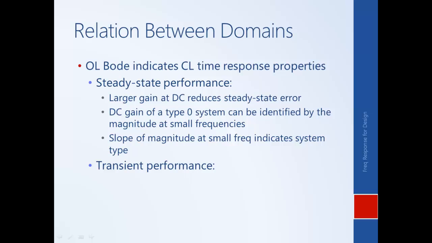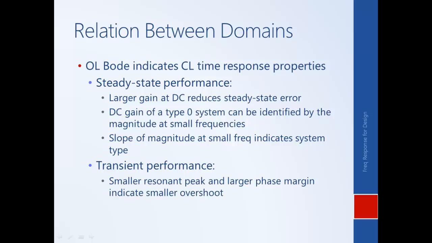In terms of transient performance, a smaller resonant peak and a larger phase margin indicates smaller overshoot and that the system is more stable. Speed of response is indicated by a larger gain crossover frequency. Gain crossover frequency is the frequency at which the magnitude goes from above 0 dBs to below 0 dBs. So that's basically the frequency at which the system goes from amplifying an input to attenuating an input.